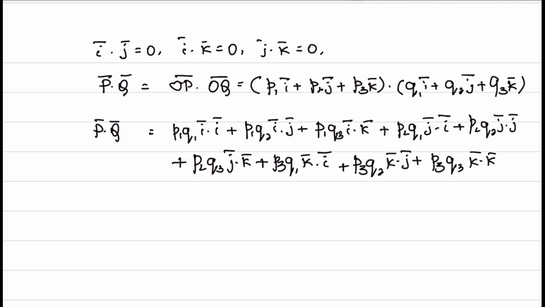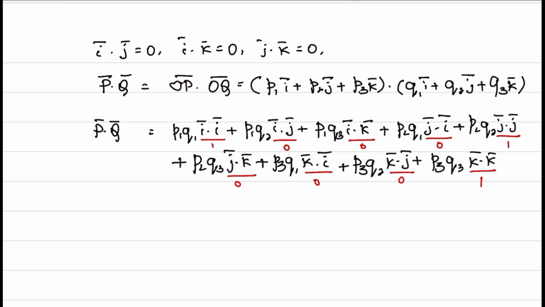Now you just see. i bar dot i bar is 1. i bar dot j bar is 0 from the previous one. i bar dot k bar is 0. j bar dot i bar is 0. j bar dot j bar is 1. j bar dot k bar is equal to 0. k bar dot i bar is 0. k bar dot j bar is 0, k bar dot k bar is 1.